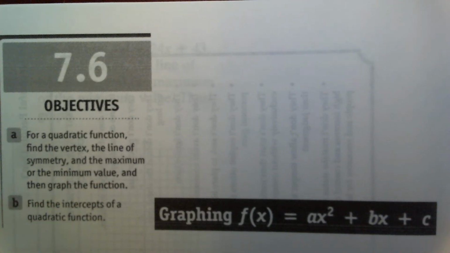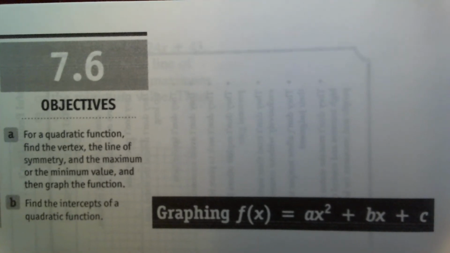Section 7.6 is about graphing functions of the form ax squared plus bx plus c. And there are two objectives. For a quadratic function, find the vertex, the line of symmetry, and the maximum or minimum value, and then graph the function, and then find the intercepts of a quadratic function.